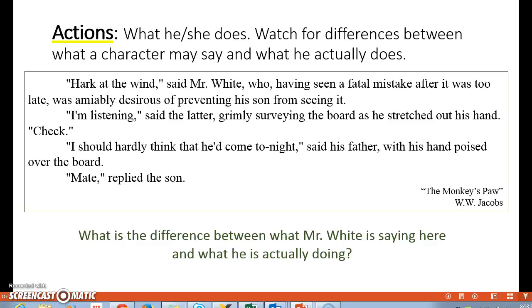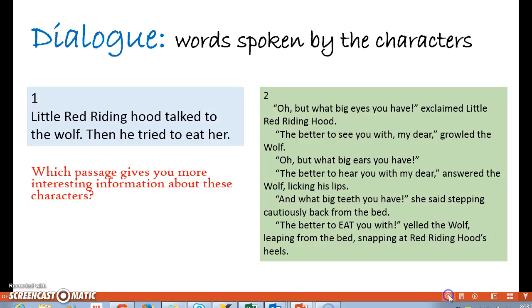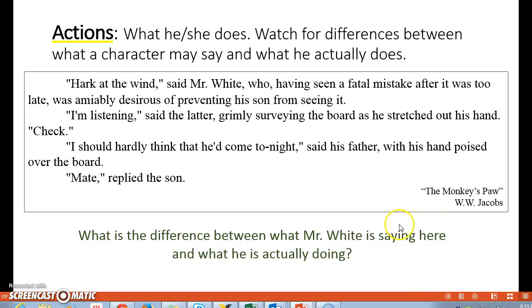So hopefully you picked the second one because it is dialogue. It has a lot more examples. The first one really doesn't have much going on at all. Then there's actions. What a character does.